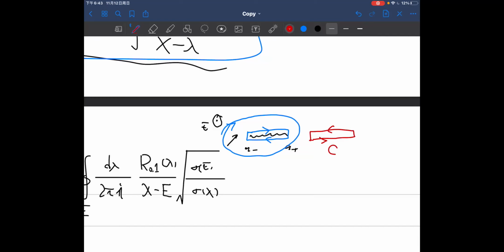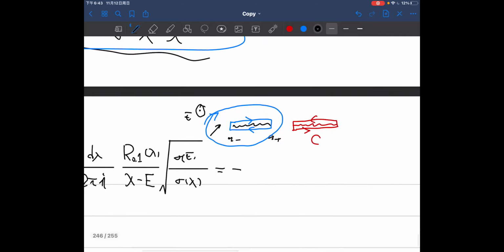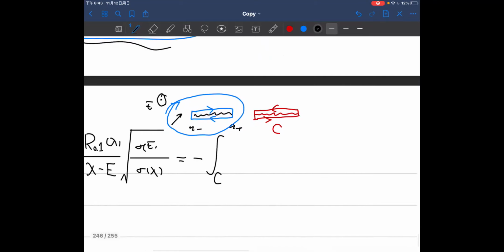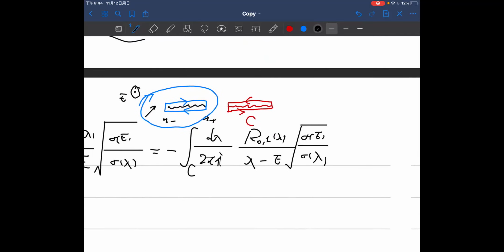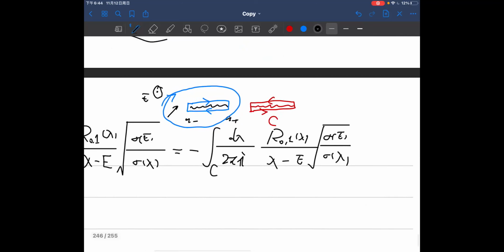This contour is denoted as C. This is the branch cut. So it should be minus the integral over the contour C, d lambda over 2 pi i, R_{0,1}(lambda) over lambda minus e, times square root of sigma(e) over square root of sigma(lambda). Great. What can I get? Let me see. What can I get from this integral? I can get nothing, I think. No, let me see, we take the integral from here to here.